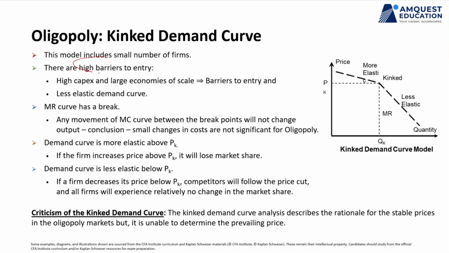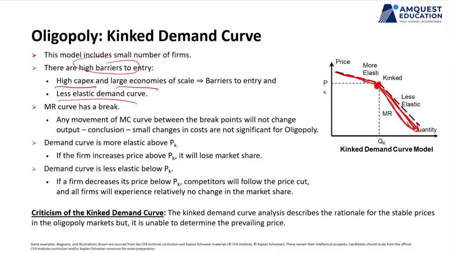High barriers, the reason is because we have high capex, large economies, less elastic demand. The investment is huge, the regulations are very high. Okay. Now, under oligopoly, very interesting to understand, the demand curve looks like this. It kinks here. Kinks means it bends here and then goes down, right? So the demand curve is more of a kink, and that's why we call it kinked demand curve.